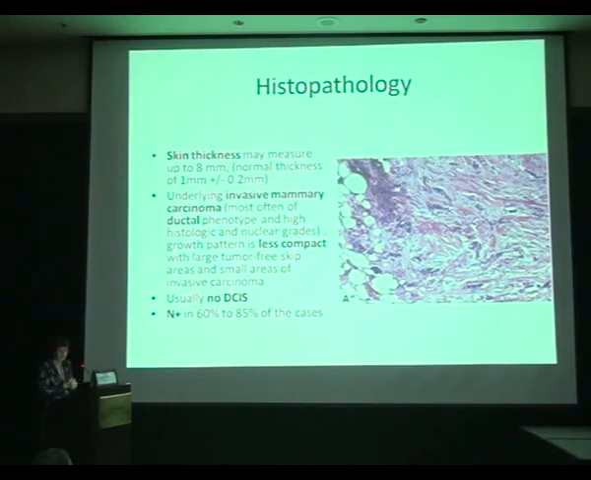Usually it's a ductal carcinoma, usually high grade, but it has been described in the literature as being less compact than other tumors, with large tumor-free zones. Usually there is no DCIS in a true inflammatory breast cancer, and there is node positivity in 60 to 80% of the cases.